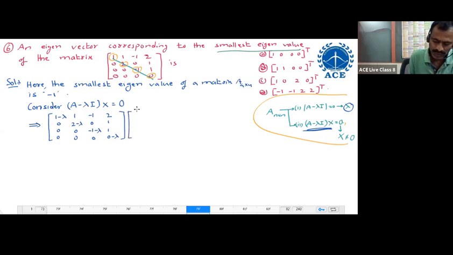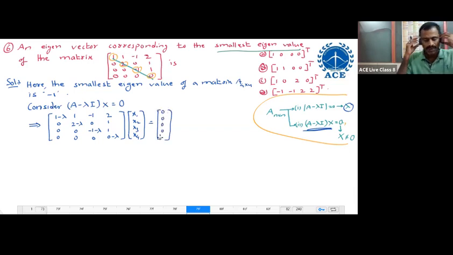Multiplied by the eigenvector: if A is of order n, then its eigenvector should be of order n cross 1. If it is a 4 by 4 matrix, its eigenvector is 4 by 1. Then that will contain 4 elements x1, x2, x3, x4, equal to the zero vector 0 0 0 0.